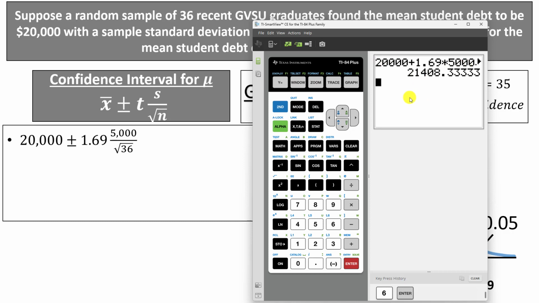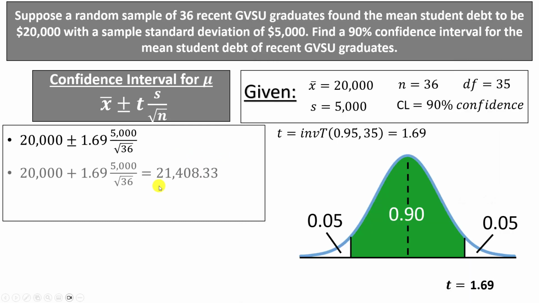And then to get the lower bound, we can do the same thing, but just with a minus. But don't type it all in again. Instead, just press the second key and then the enter key, and that will bring up your previous answer. And then we can scroll all the way back to the beginning and change that plus sign to a minus sign, press enter, and you'll get the lower bound, which is 18,591.6 repeating. So here is that work separately for the plus and for the minus.